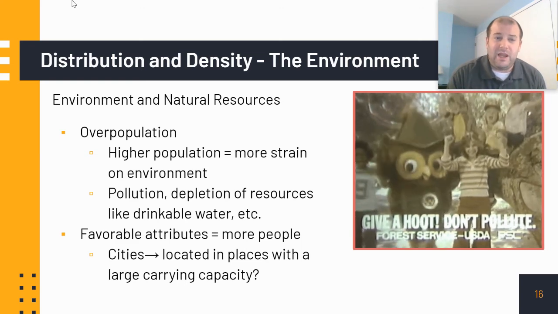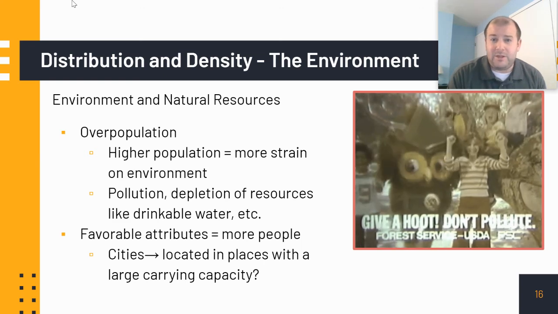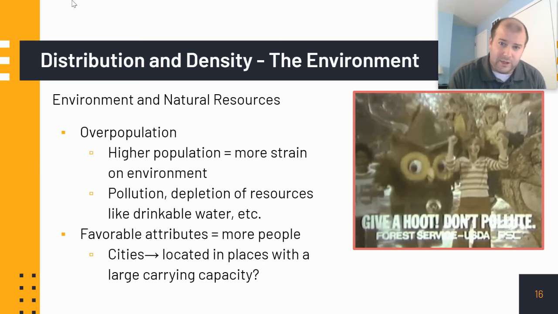And then, of course, realize how population distribution and density impact political processes, economic processes, social processes, and the environment.